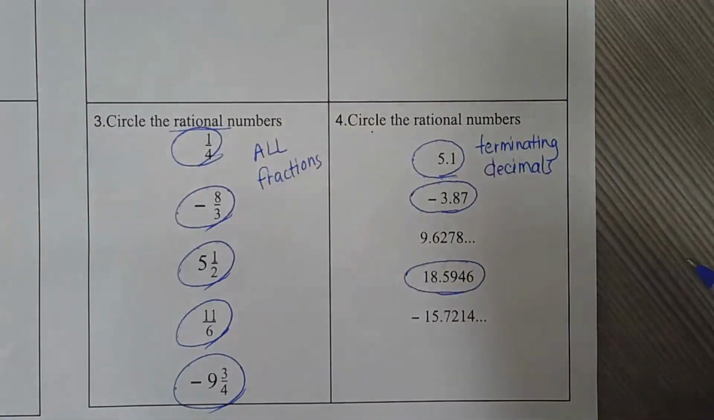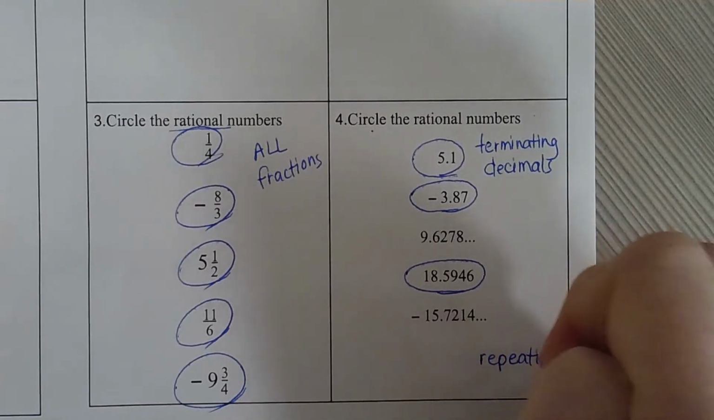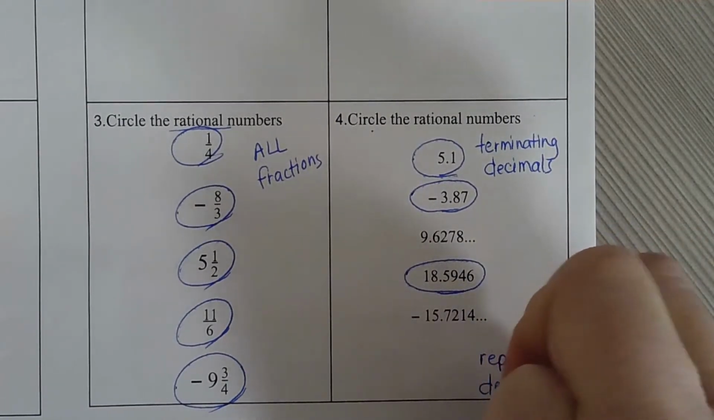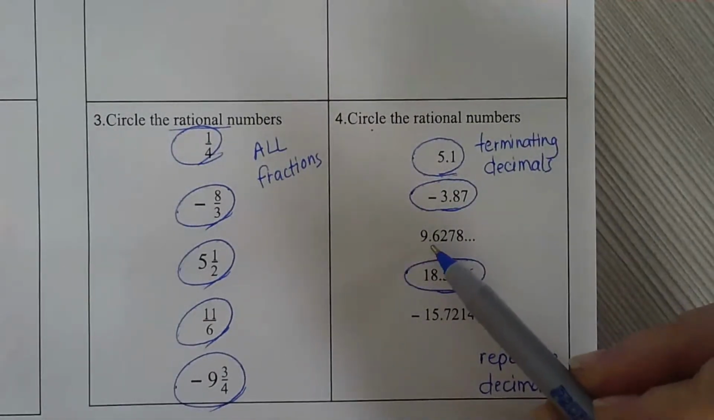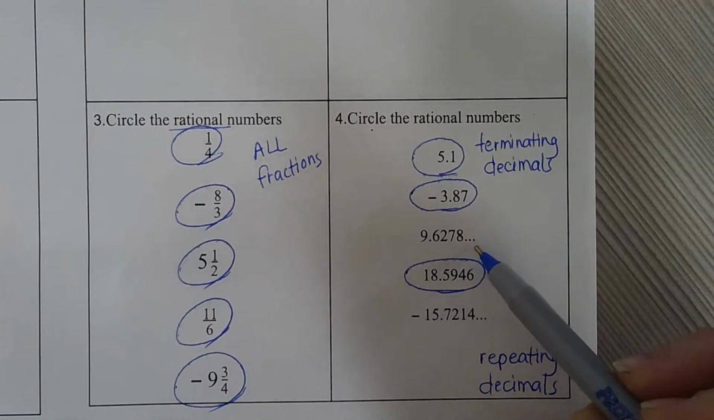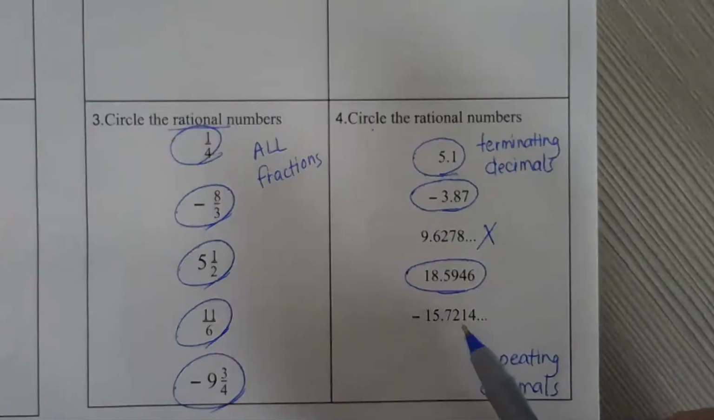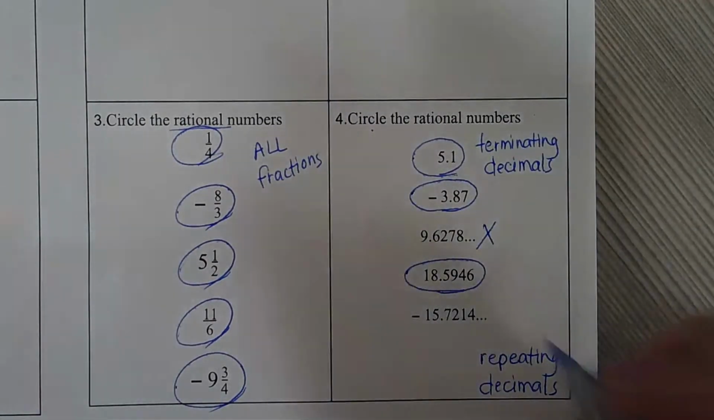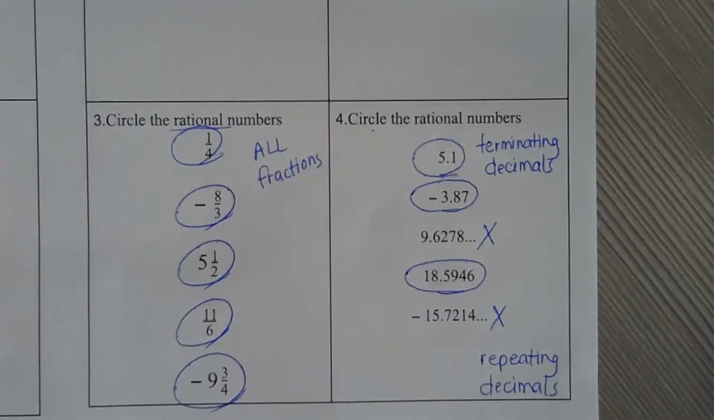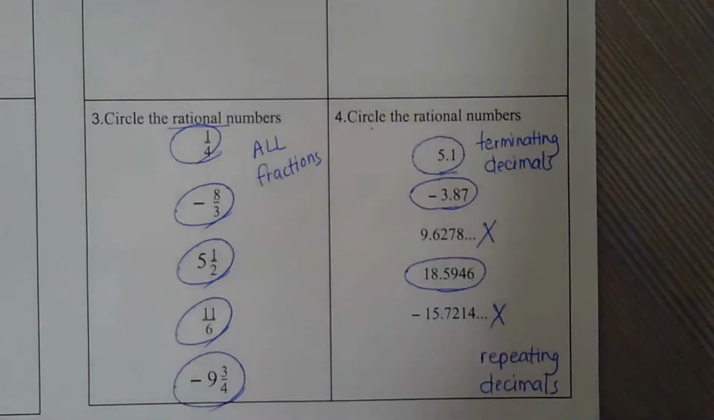And the other type of decimal number that could be rational are repeating decimals. So these other two decimals that I haven't circled yet, I'm going to look to see, do they repeat? 0.6278. I don't know what's going to come after that 8. So that's irrational. And this last one, 0.7214. I have no idea what's coming after that 4. So irrational. So in this number 4, the terminating decimals were our rational numbers.